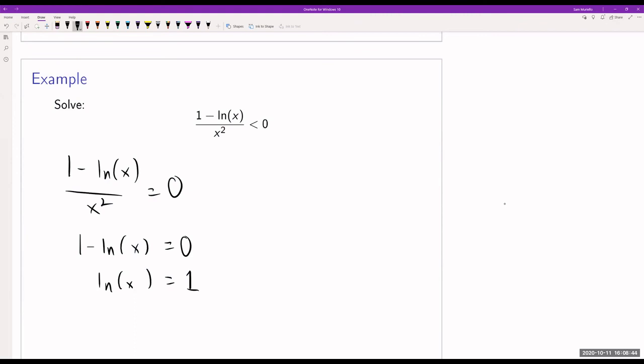So in order to solve this, we can convert quickly to exponential form by taking an e on both sides. And we will get x is equal to e to the 1, which is equal to e. So e is our solution to the equation. Then we'll create our number line, and in addition to this solution, we'll also need to include the denominator being 0, which would be 0. So our number line will have 0 and e on it.